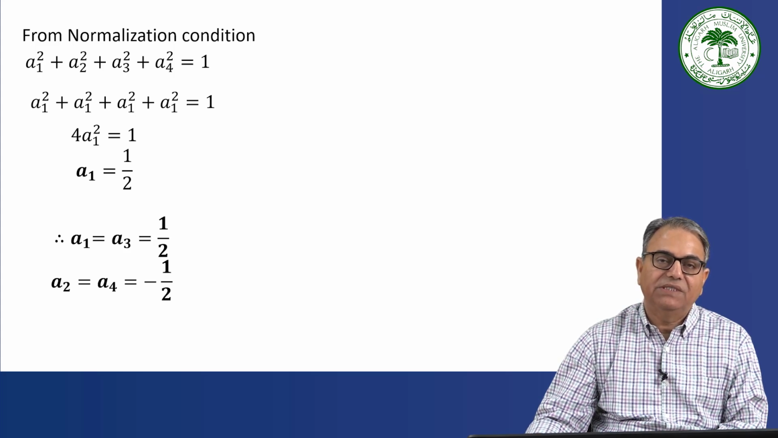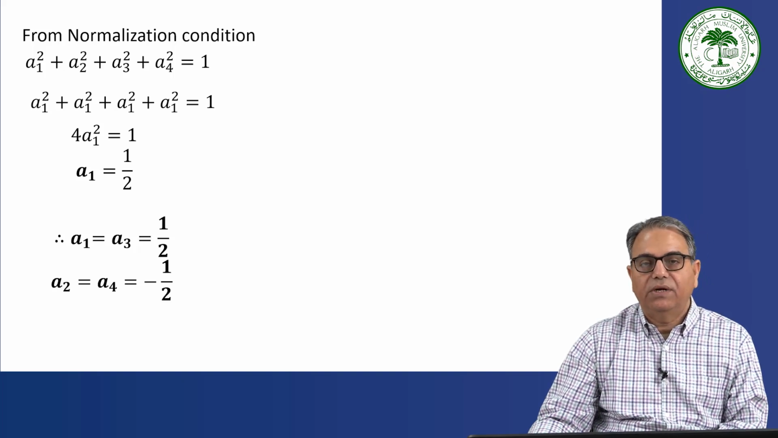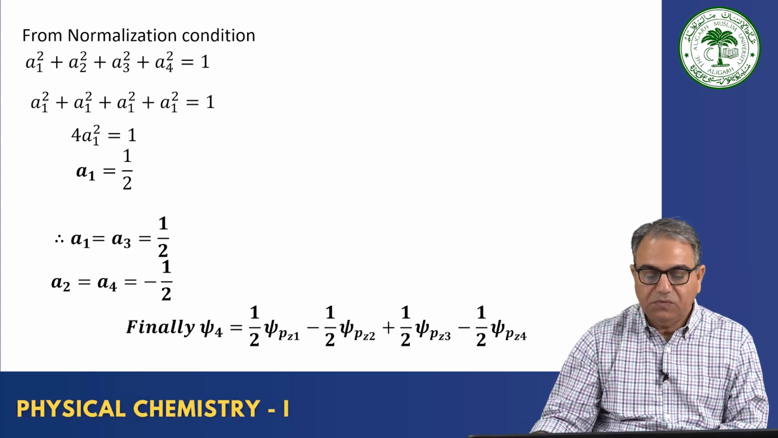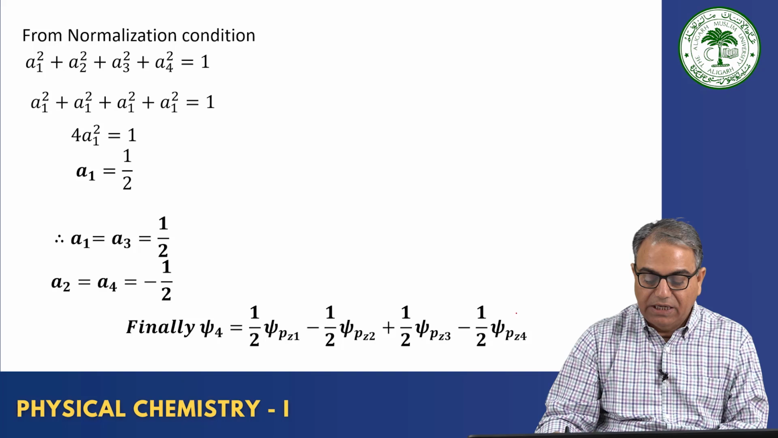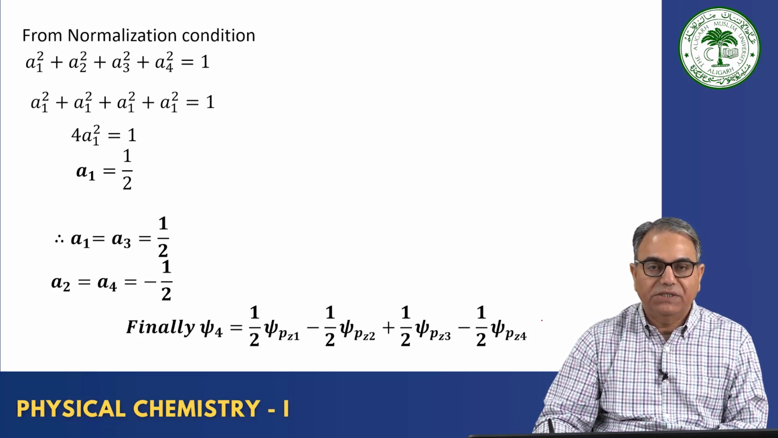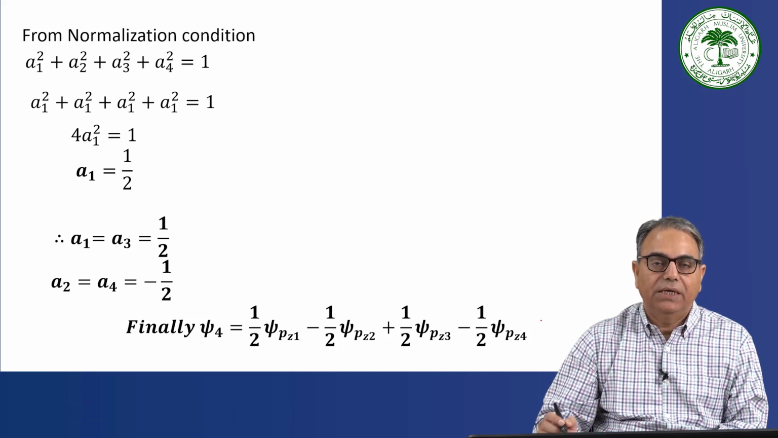So the only difference between psi 1 and psi 2 is of sign. The coefficients remain 1 by 2. Okay, for a1 and a3 you have positive sign in the psi 4, and for a2 and a4 you have negative sign. But in case of psi 1, the coefficient is 1 by 2, and everywhere it is positive. Okay, so the wave function finally is psi 4 is equal to 1 by 2 psi pz1 minus 1 by 2 psi pz2 plus 1 by 2 psi pz3 minus 1 by 2 psi pz4. Okay, so all 4 eigenfunctions and all 4 eigenvalues we obtain for cyclobutadiene system.